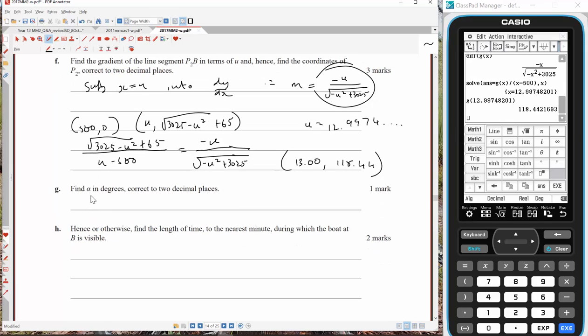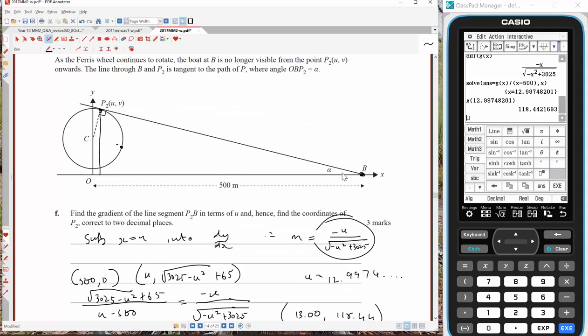Okay, find alpha in degrees correct to 2 decimal places. So we want alpha. All right. The way we're going to do that is a little bit complicated, but what we'll do is we'll turn this into a right angle triangle, right, where this line here is going to be 500 take away the value of u, which we just found out to be 13.